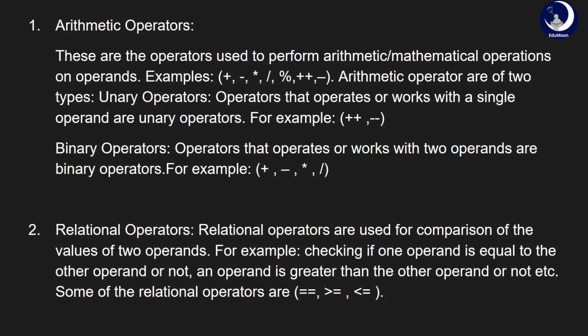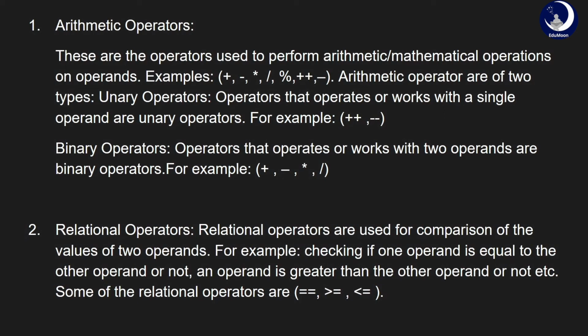Arithmetic operators are of two types. Unary operators. Operators that operate or work with a single operand are unary operators. For example, unary plus and unary minus. Binary operators. Operators that work or operate with multiple operands are binary operators. For example, plus, minus, multiplication, division.